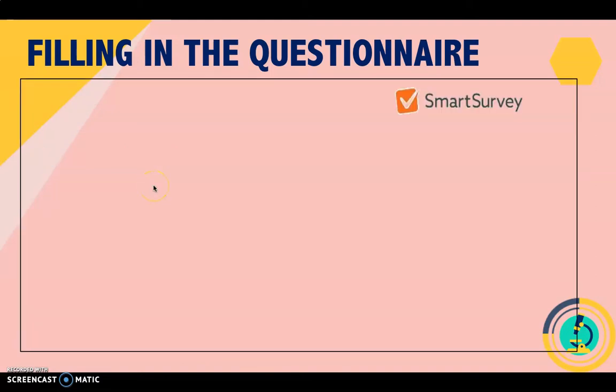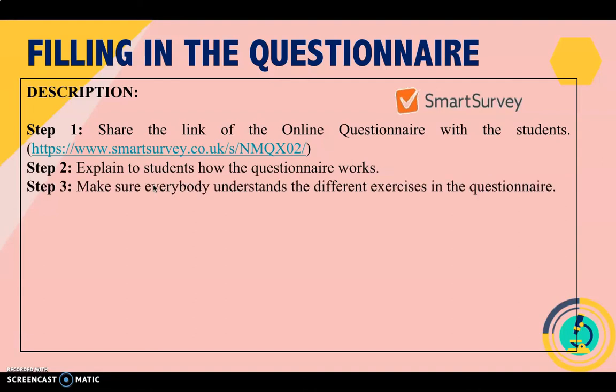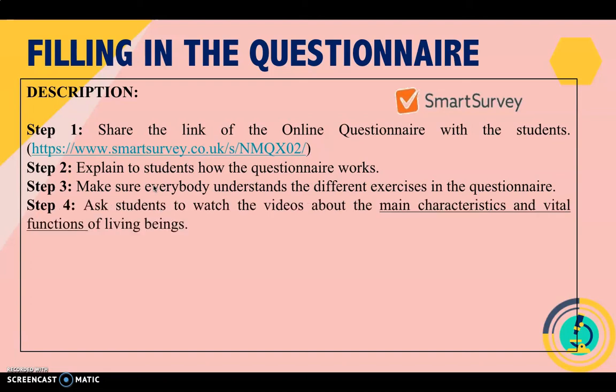This way, to develop this activity, the teacher will share the link of the online questionnaire with the students. The teacher will also explain to students how the questionnaire works. And the teacher will make sure that everybody understands the different exercises in the questionnaire. Also, students will be asked to watch 2 different videos about the main characteristics and vital functions of living beings.